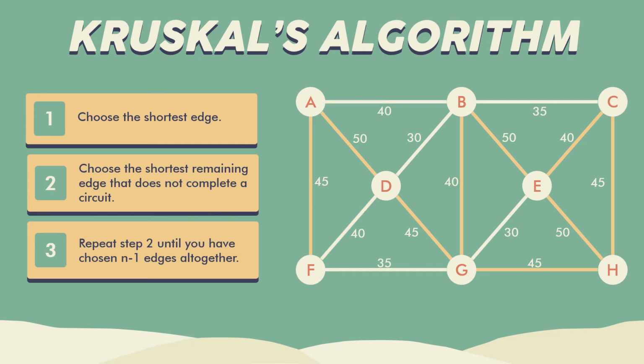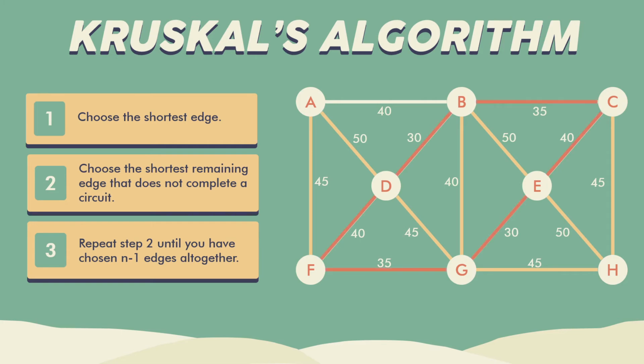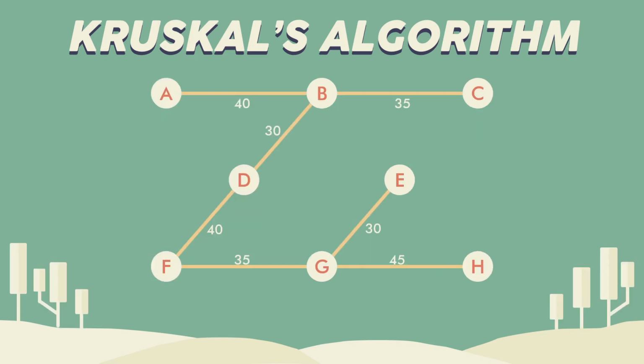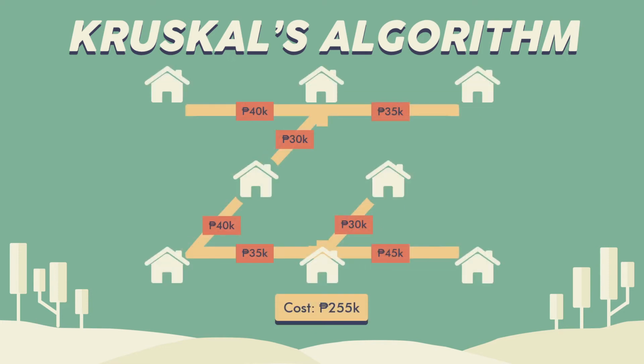We can't choose edge BG because it will complete the circuit FDBG. The same goes for edge EC because it will complete the circuit FDBCEG. Now we have chosen 6 edges. For our last edge, the next shortest edge is 45. Therefore, we can choose edge GH to complete our MST. Now we have found the cheapest way, costing 255,000 pesos, to build a road system for our subdivision.